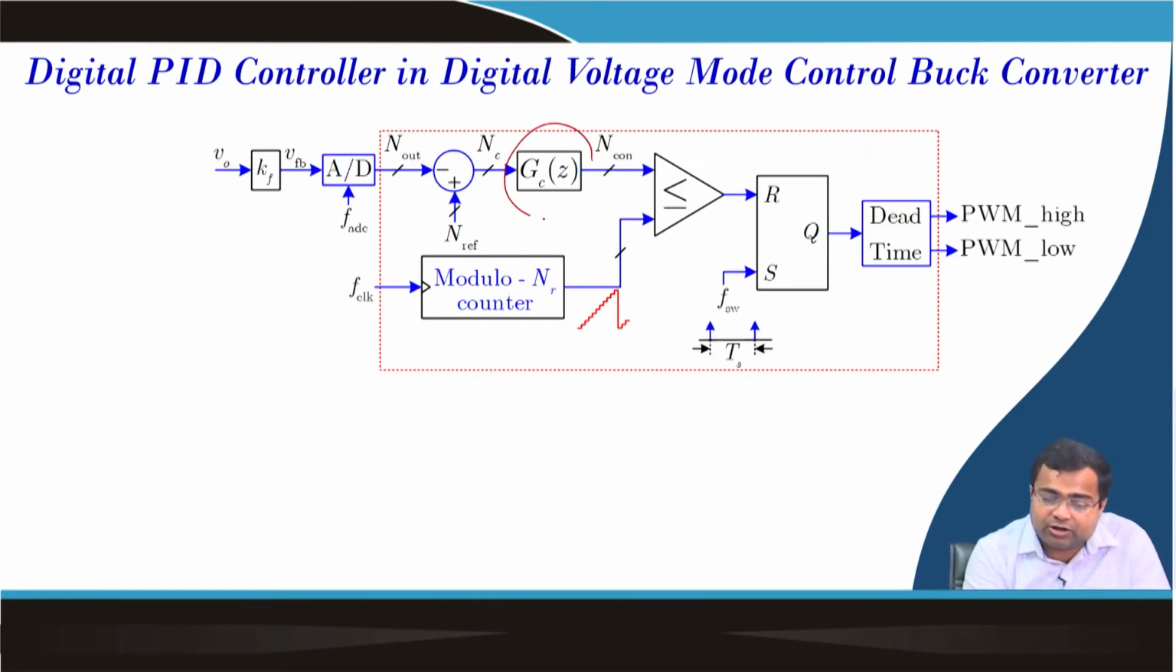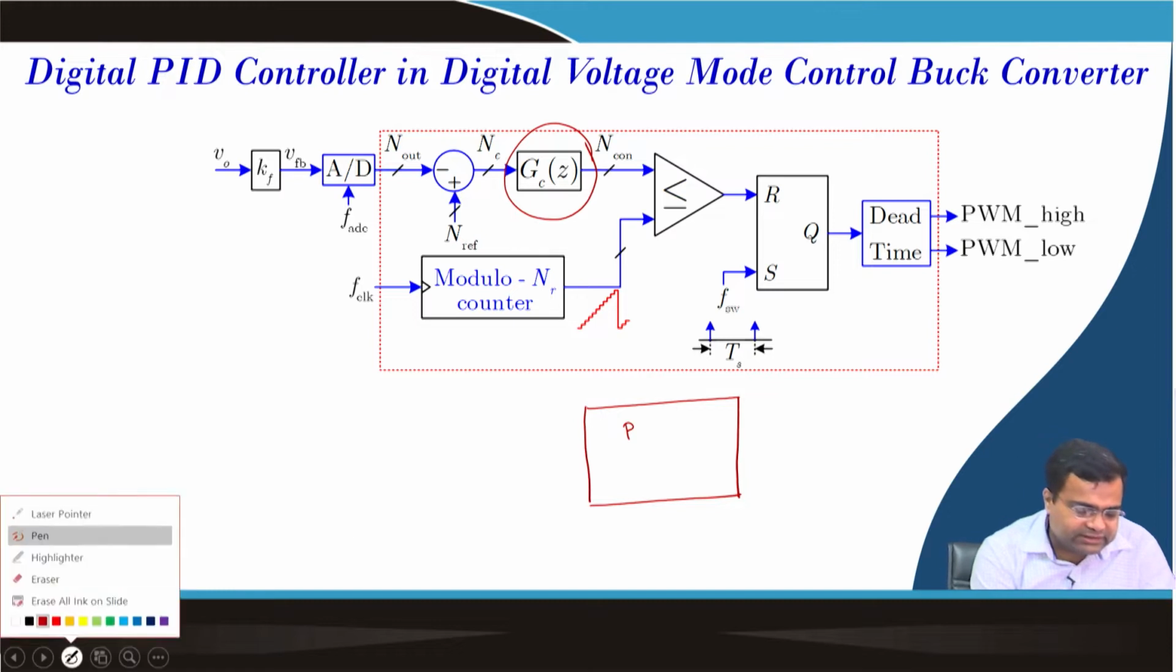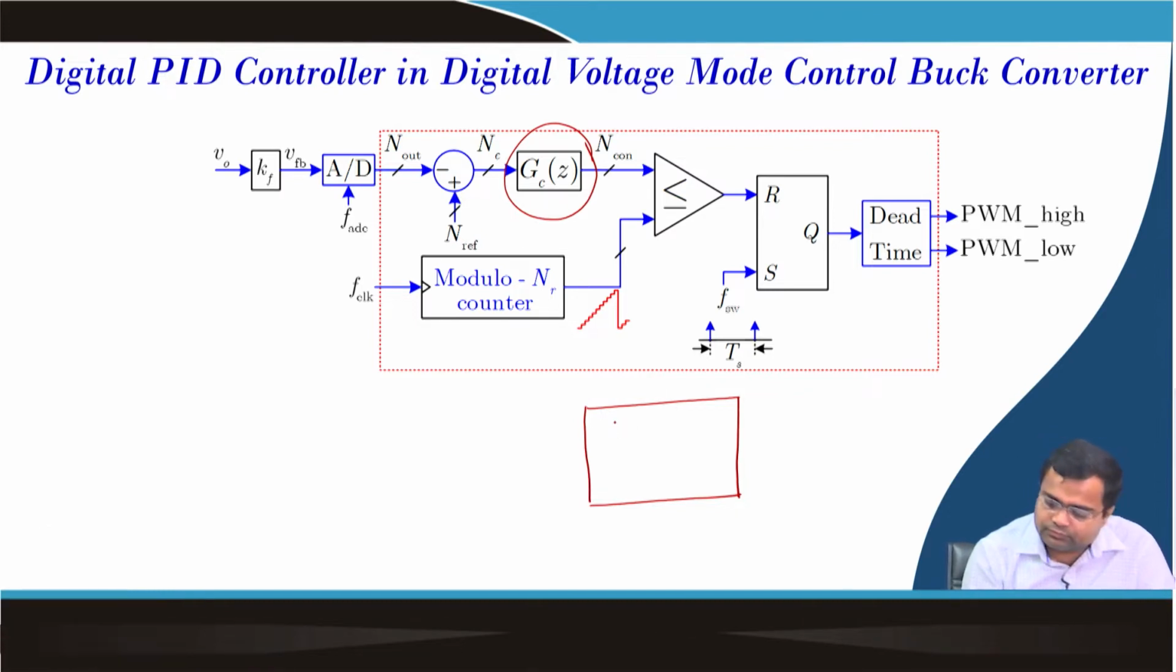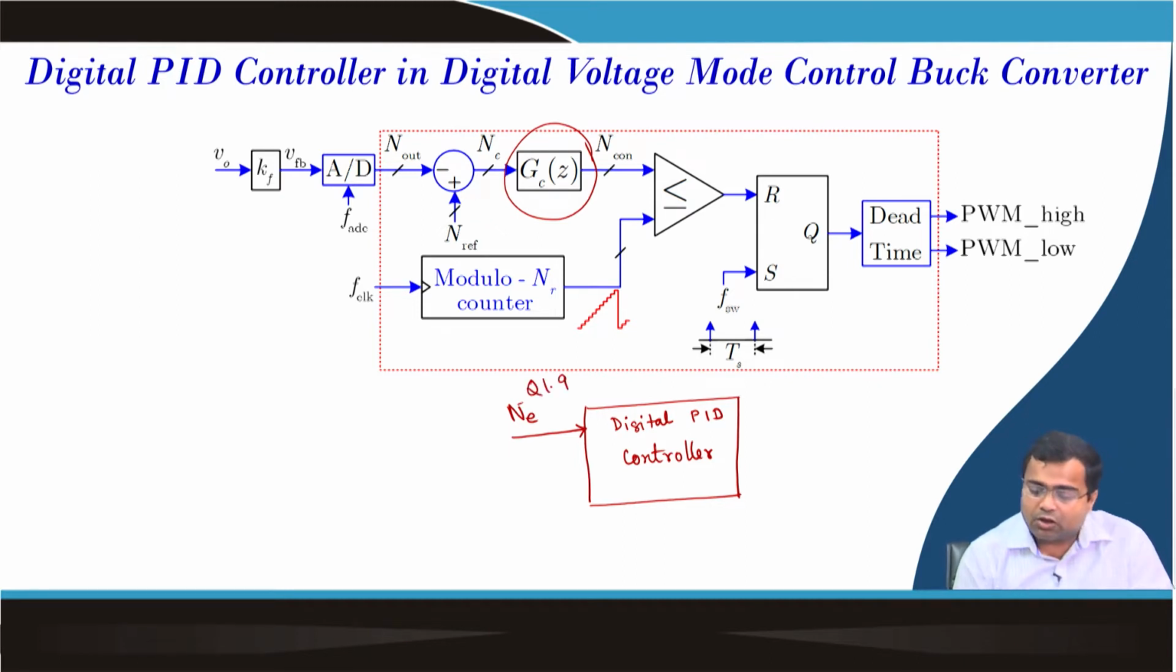Now, we want to emphasize this particular block. What is the input to this block? If we consider this digital PID controller, one input is your error voltage, which is Ne, and it is in the format of Q1.9. What is the output of this controller? It is N-con, the controller output, and we will decide the size of this controller output. But what else we need? We need all the parameters, Kp, we need Ki, we need Kd.